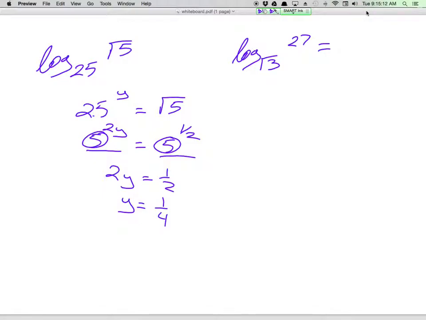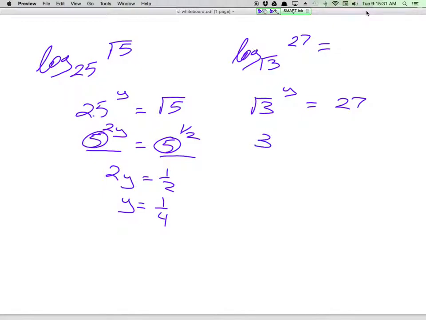Alright, we need to get moving. What do I want to do? What's my first step? Square root of 3 to the y power equals 27. Very good. So that's the first thing I want to do. Then what do I want to do? Make the bases the same.